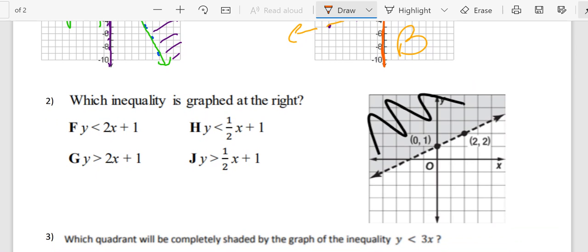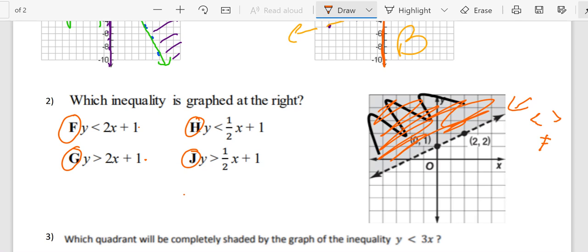Which inequality is graphed at the right? So first of all, it's dashed. Because it's dashed, you should be looking for one of these two symbols. All of those have the right symbol, so no issues with that yet. Next, because it's shading up here, y is more than the line. It's greater. So I know it's going to be either that's less than, so no, and that's less than. So now I'm stuck between G and J.